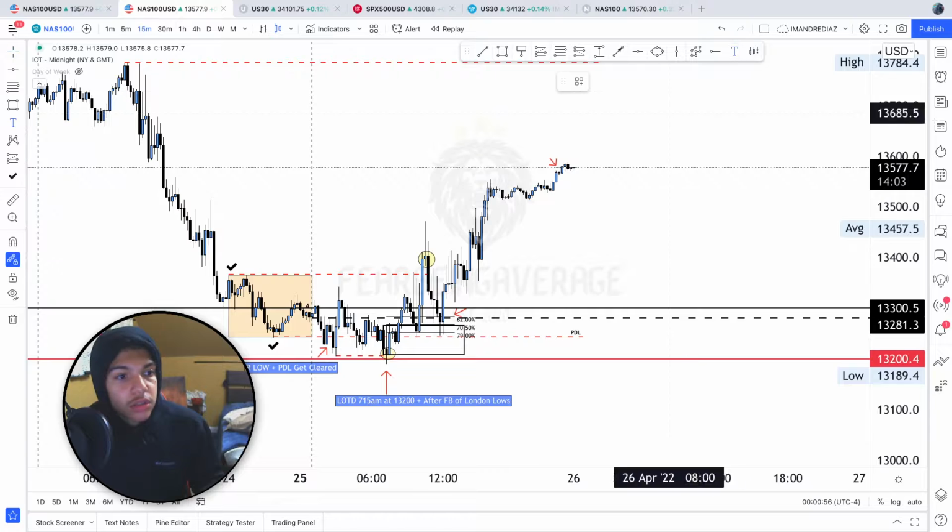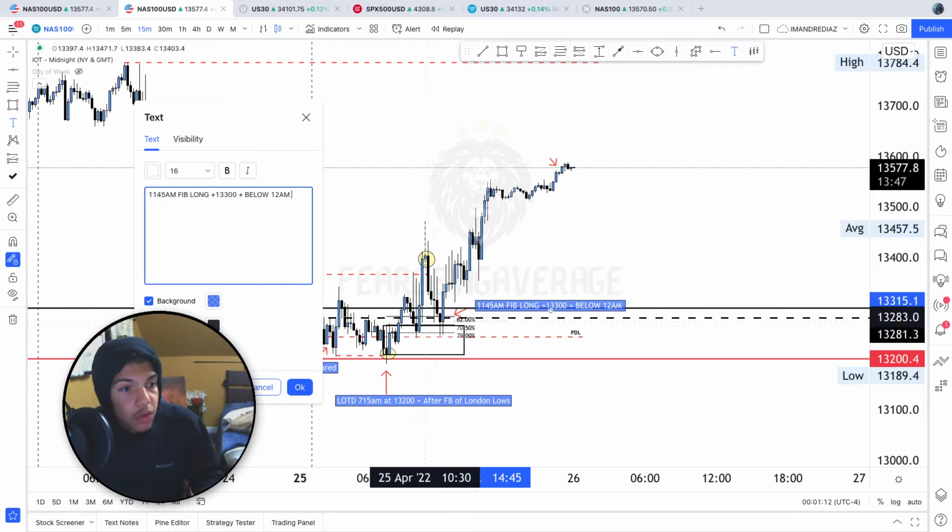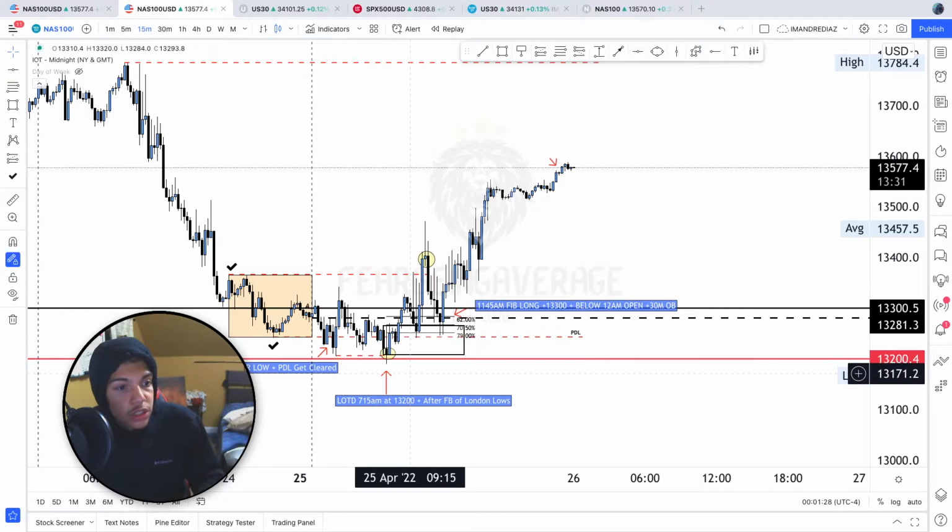So let's annotate all these. So at 11:45 a.m., we have the fib long at 13,300, along with being below the 12 a.m. open for an overall discounted price, in which price came below this area to give us the best potential price to take price long. So as you can see, we're below the 12 a.m. open, along with retracing to the 13,300 at the fib long. And the last confirmation is we had the rejection of that 30-minute order block that was created when we made that low of the day into this move down here.